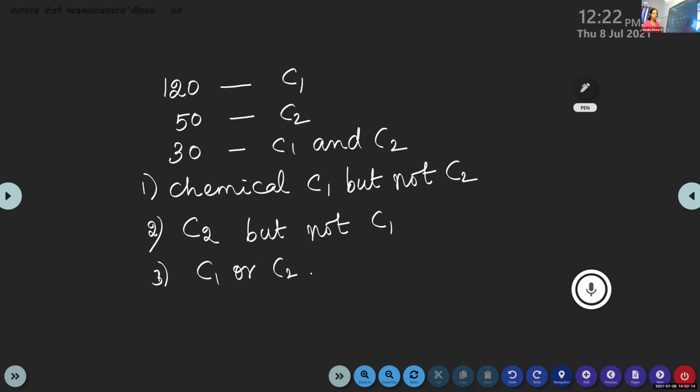Okay, this is the situation given here. What is given here? There are 200 individuals with skin disorder. Among them, 120 had been exposed to the chemical C1 and 50 to the chemical C2 and 30 to both C1 and C2. We have to find the number of individuals who have been exposed to C1 but not C2. Again, the next one is C2 but not C1. And the third one is C1 or C2.